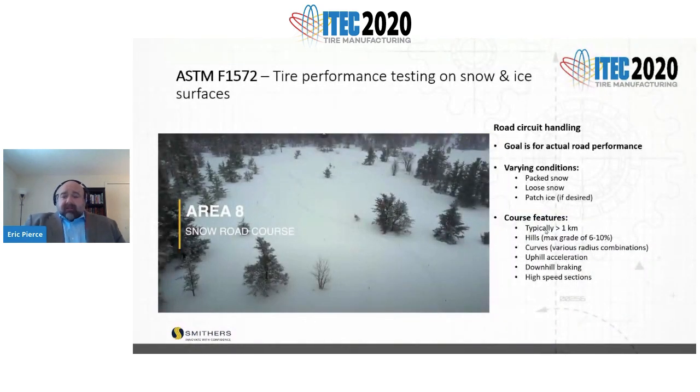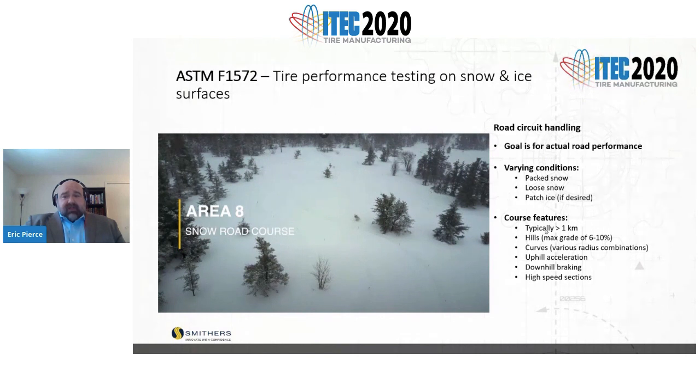So, getting back into the specific tests, here's some more details with road circuit handling. The picture is one of our specific small handling courses, Area 8 at the Smithers West track, test track. So as a whole, the goal for this is actual road performance. You have varying conditions that are set up on the test track. It's typically packed snow. You could have loose snow. You can have patches of ice if desired.